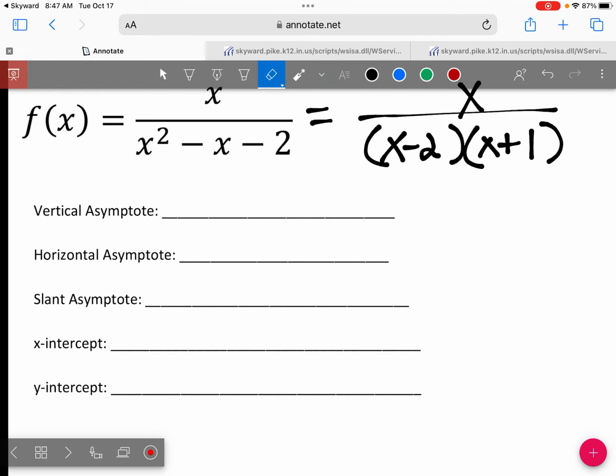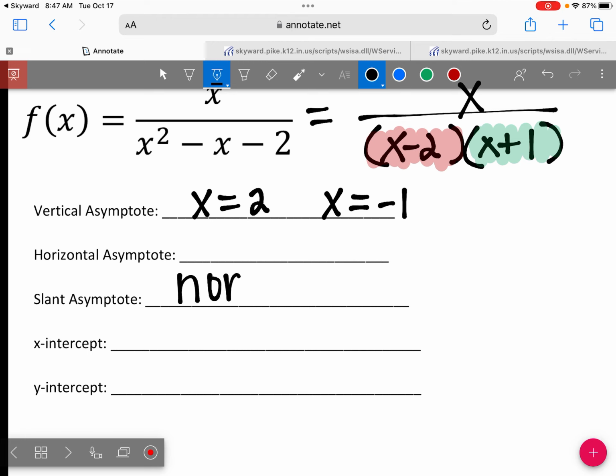All right, vertical asymptotes always come from your denominator, but now we have 2. This is a vertical asymptote, and we have another one. We have 2 vertical asymptotes. Set both of those equal to 0 and write them as equations. Vertical asymptotes will always come from your denominator. And yes, you can have more than one. So my first vertical asymptote is at x equals +2. And my second one is at x equals -1. Is this top heavy? No. So that means we don't have a slant, so we can say none. We don't have a slant because it's not top heavy.